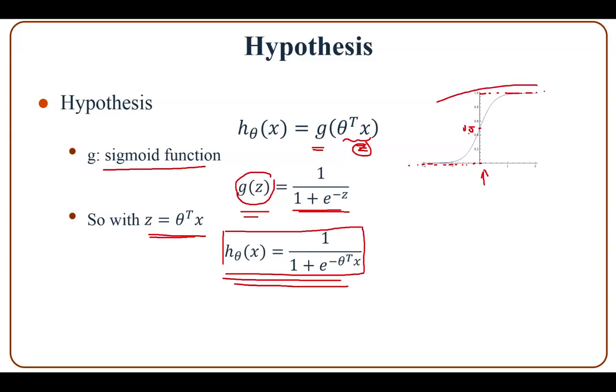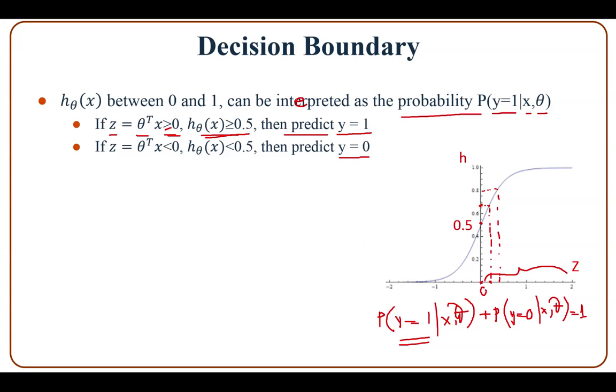And this figure shows you the sigmoid function, and there are asymptotes at 1 and 0, and right here we have 0.5. It is where z equals 0. The sigmoid function is between 0 and 1, so it can be interpreted as the probability of y equal to 1 given x and the parameter theta.